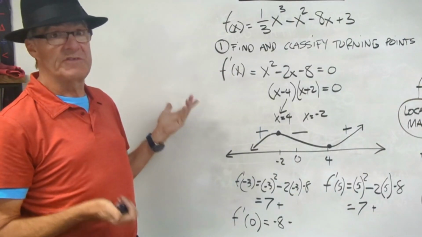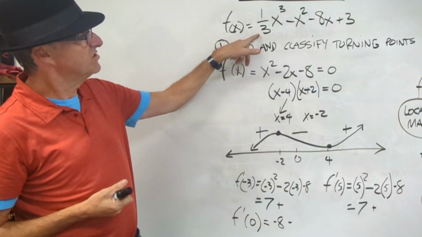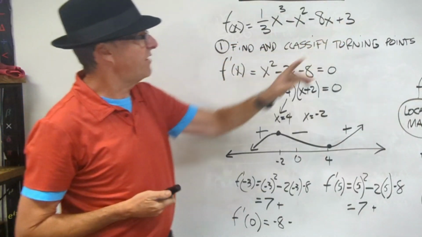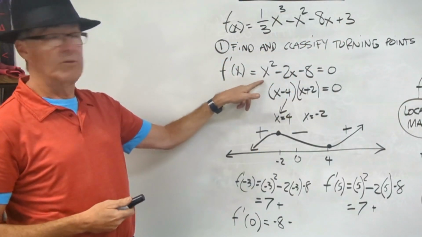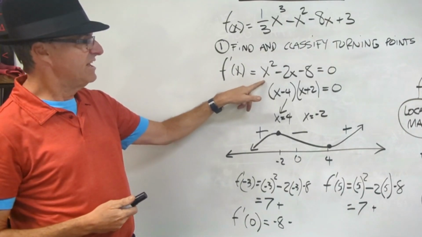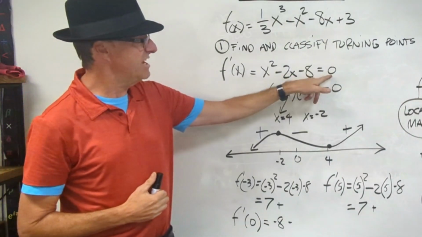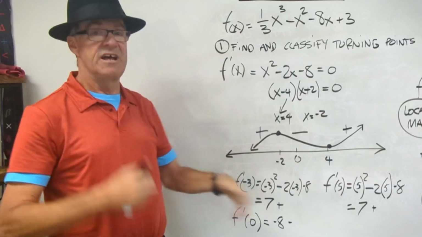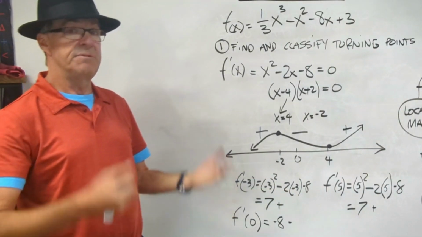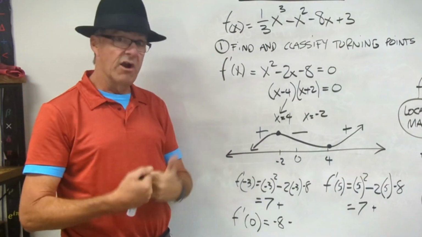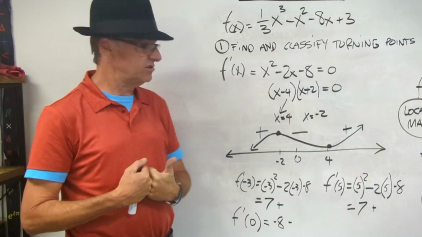The first thing we had to do is find the derivative of this function. So I used my power rule on the 4 terms there, and here's my derivative function. So I got that. Now what I need to do is set that equal to 0 and solve for x. That's going to give me my turning points because that's going to show me where the tangent lines have a 0 slope.